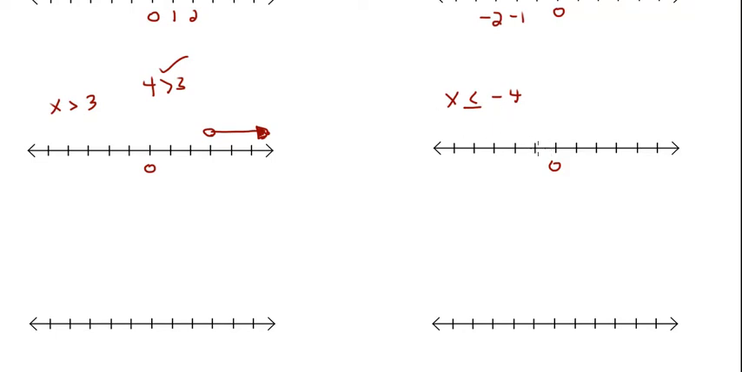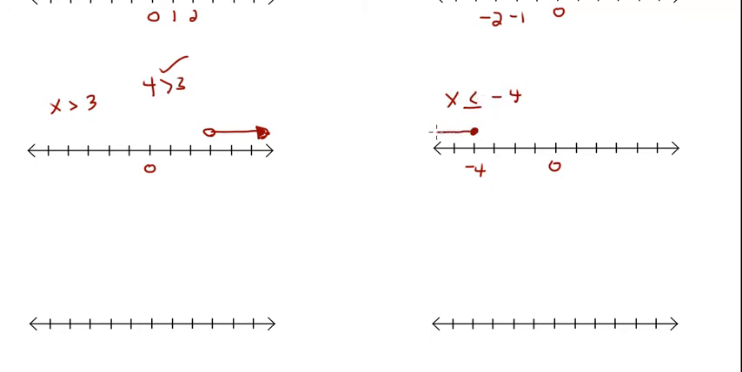So we're starting at -4. So 1, 2, 3, 4. -4 is right here. Now, is it an open circle or a closed circle? You remember, it has this equal sign. We're going to include it. It's inclusive, so we're going to make a closed circle. And it's less than: x is less than or equal to -4.